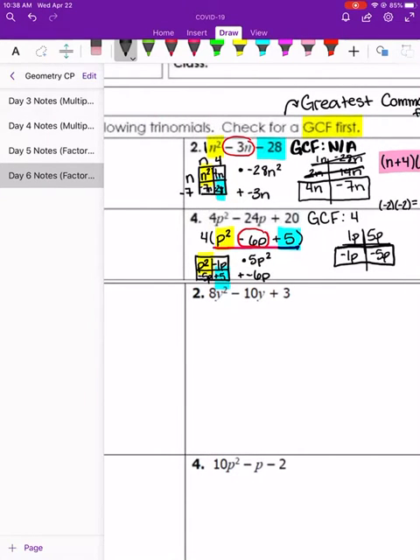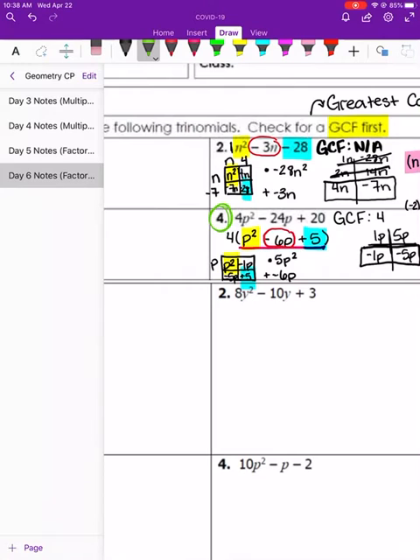Just like before, we're going to take things out. If I go to my first row, I can take out a p. And if I go to my second row, I want you guys to note that this problem right here is a special case. This is one of the ones that you guys are just going to have to know. It's done differently.